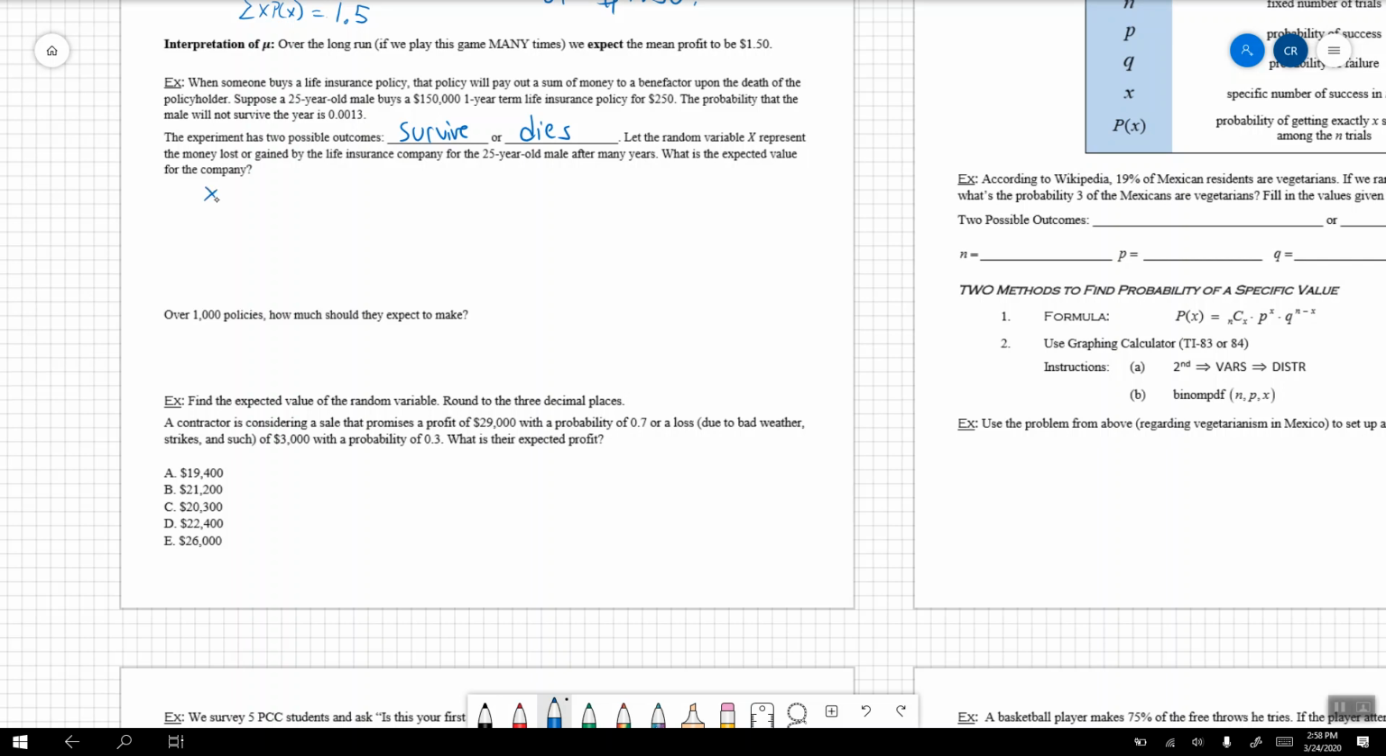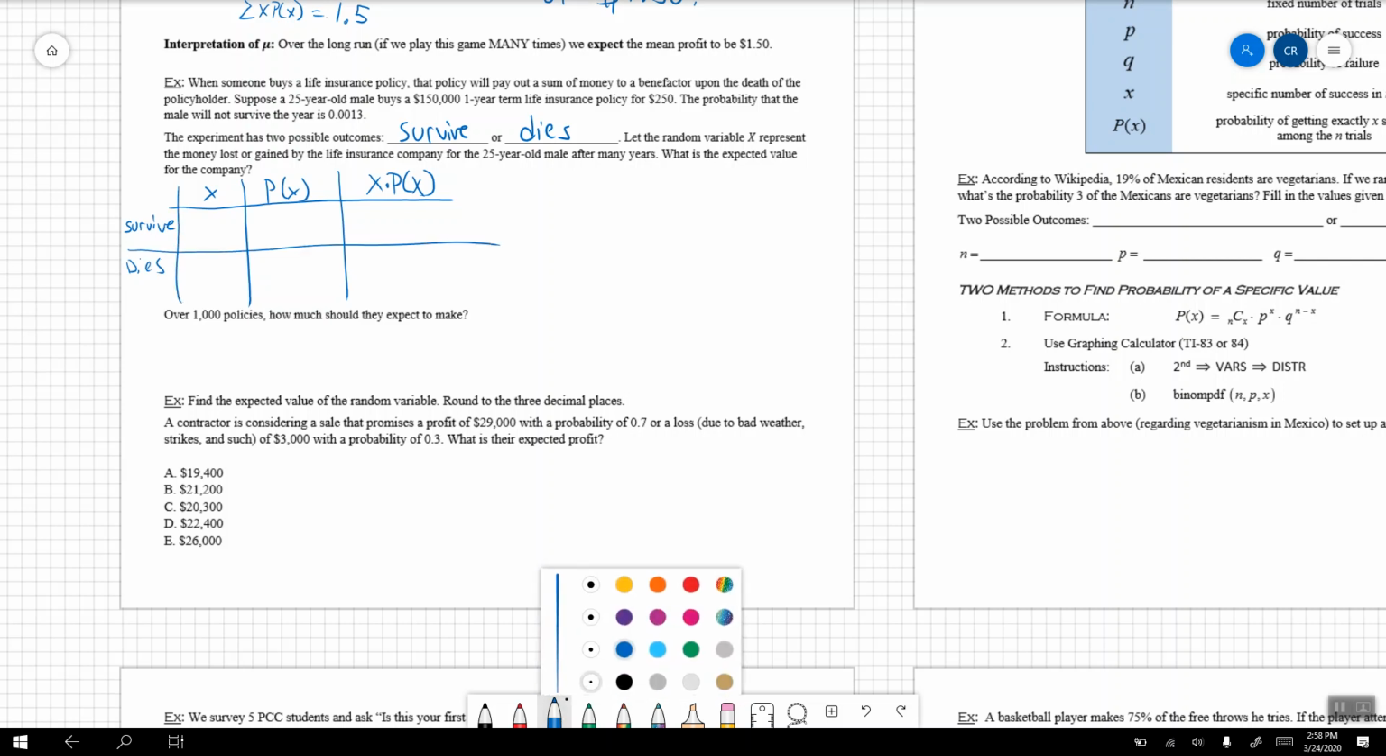All right, so I'm going to start this the exact same way that we were doing before. I need to look at some scenarios here. So I have x, I have p of x. I'm also going to need x times p of x. All right, so what are those outcomes? Well, the person either survives or dies.